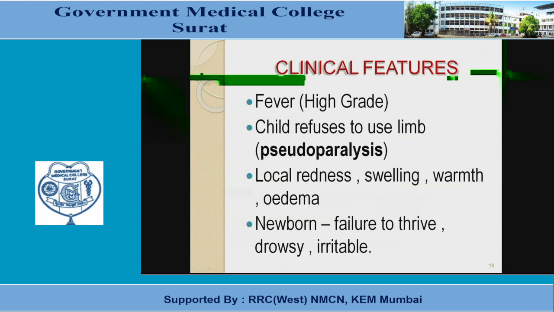Now the clinical features. Initially, the patient presents with high grade fever and the child refuses to use his limb. This is known as pseudoparalysis, but it is seen in older children, older than 1 or 4 years. In newborns, there is failure to thrive, the patient is drowsy, irritable, and on examination there is local redness, swelling, raised local temperature and edema.